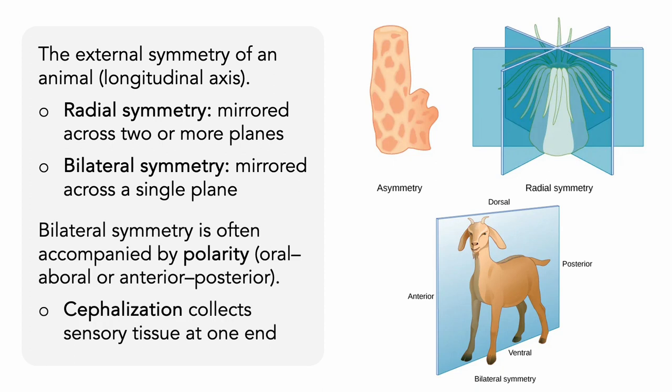Now, bilateral symmetry is often accompanied by something called polarity. So we have this direct oral, aboral, or anterior and posterior portions of the animal. Now, when sensory tissues and nervous tissues become concentrated at one end of the body, this is referred to as cephalization. Cephalization is associated with directional movement, where this animal now tends to move in that direction where all of its sensory structures are, its eyes, its nose, all of that. It's going to move in that direction.